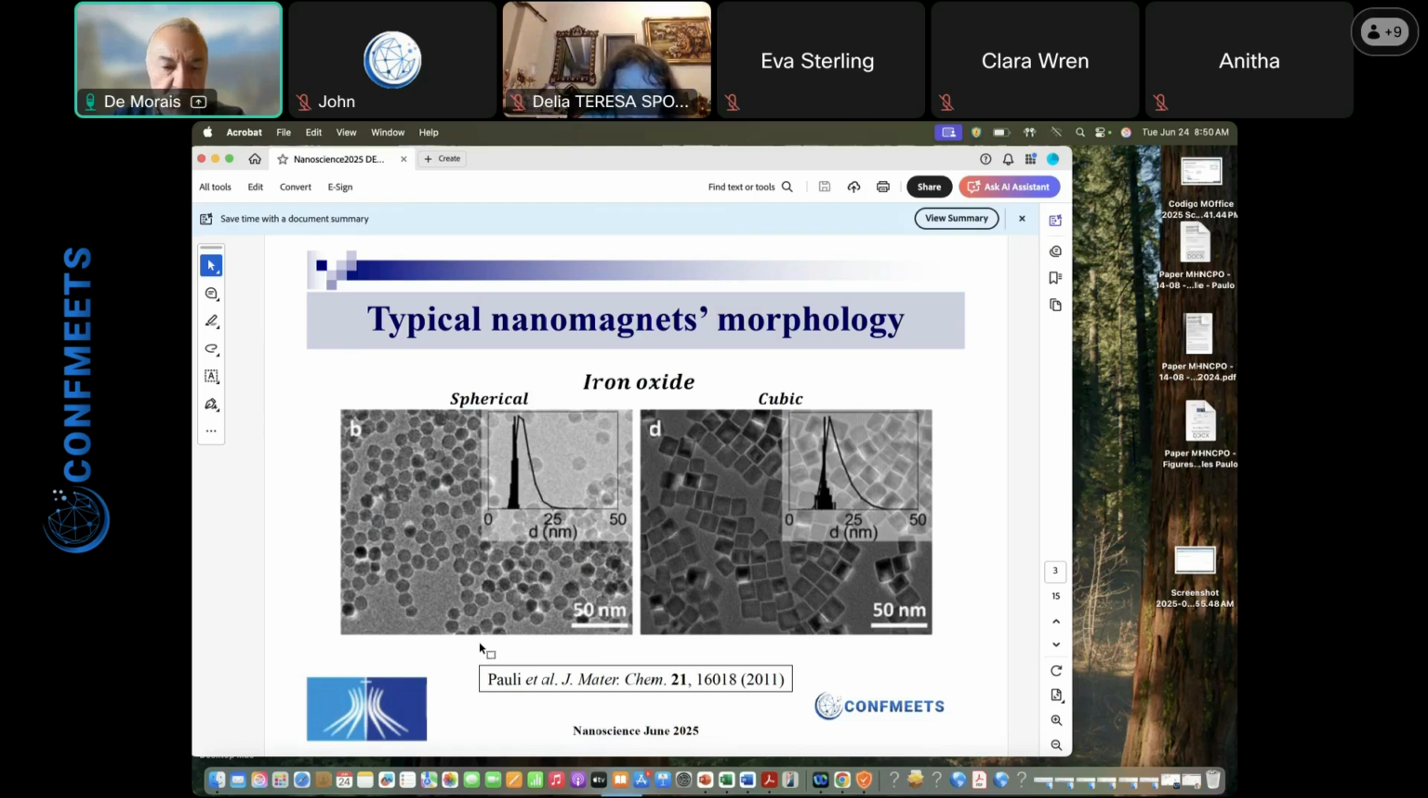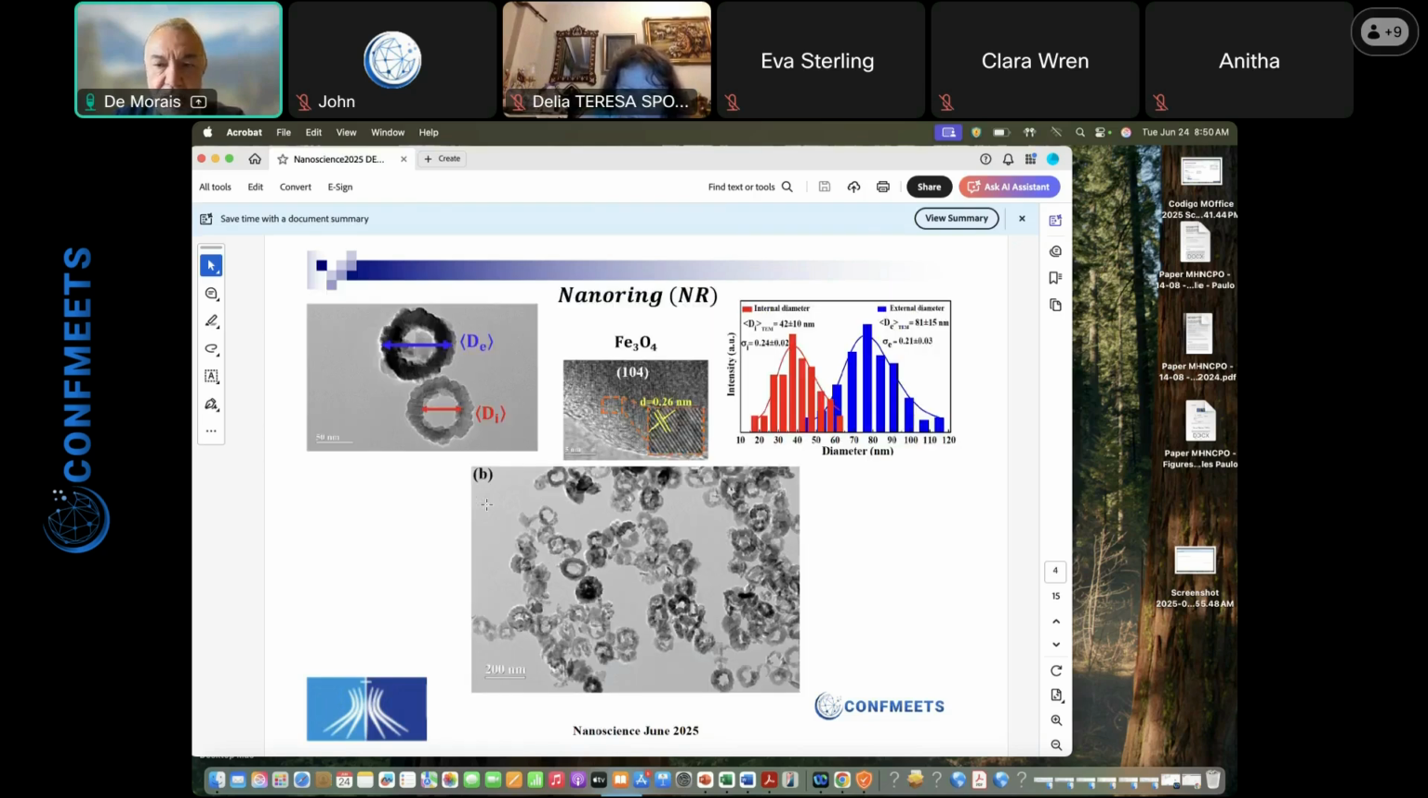This was a very nice piece of work done by colleagues in France at the Strasbourg University. So, although most of the morphology you can find in the literature is spherical, we came up with nanorings. So here are typical transmission electron microscopy images of the nanorings I'm going to talk about today. So it's very nice nanorings, and you can see in this particular case, we have a mean internal diameter and a mean external diameter of these nanorings.